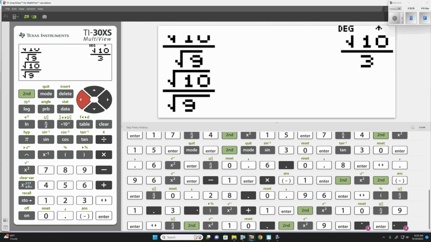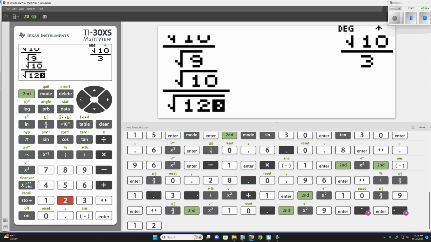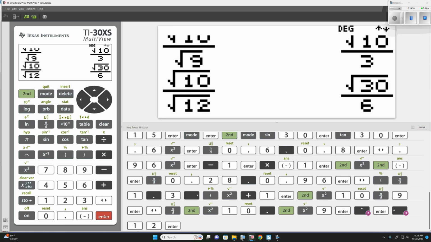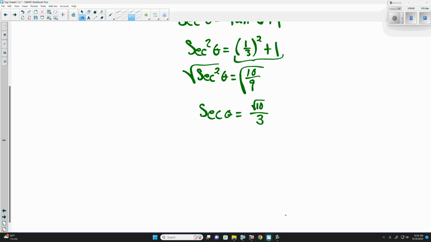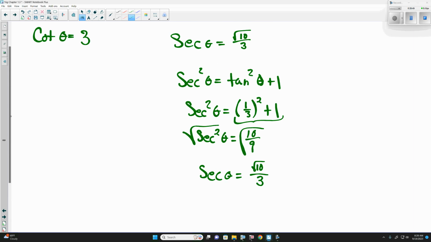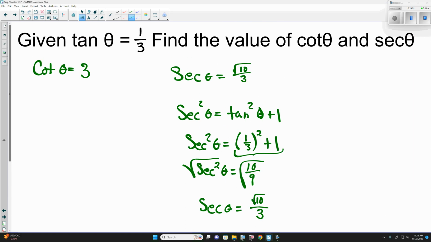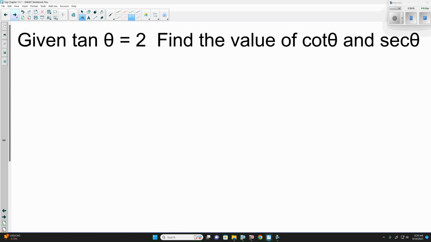If it didn't, it'll do it for us. Because I'm going to change the 9 to 12, it'll reduce it, put it in simplest form for us. But for us to be able to do that, we do have to split it into 2 separate radicals. Questions on any of this here? Given that tangent's 2, find the value of cotangent and secant. I don't feel like we need to see another example of this. I think y'all feel pretty comfortable with this.